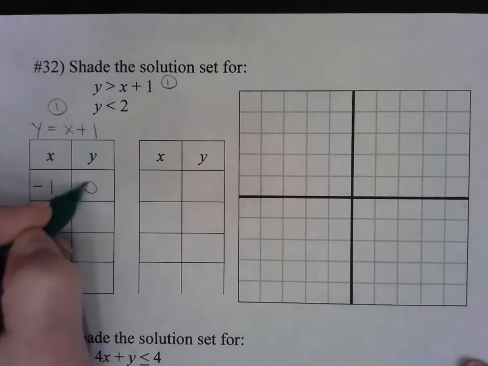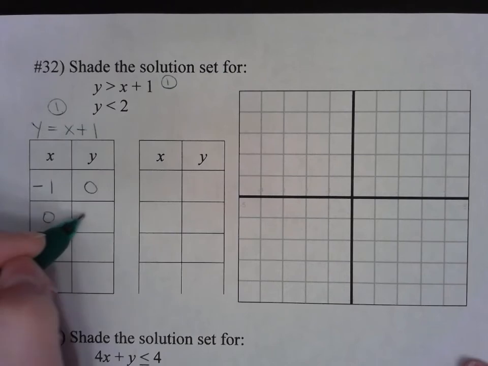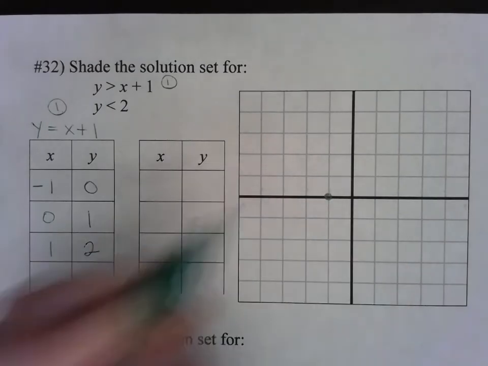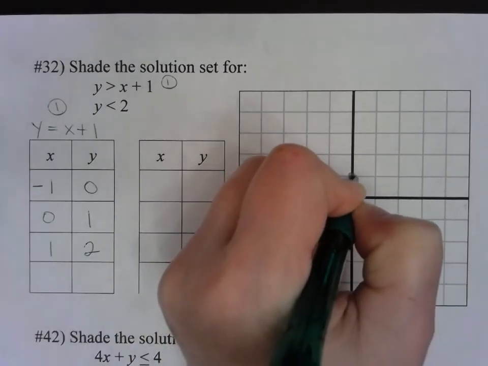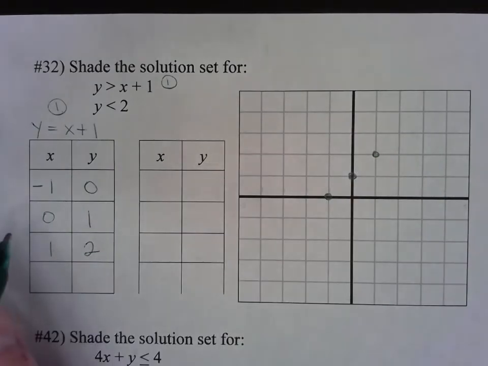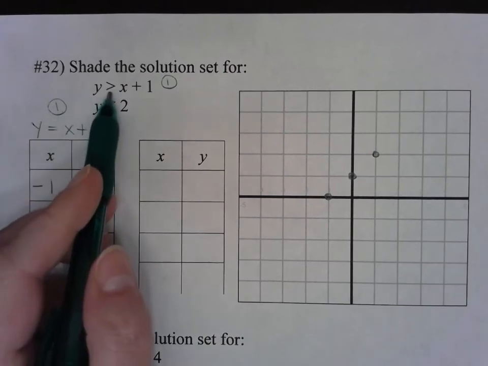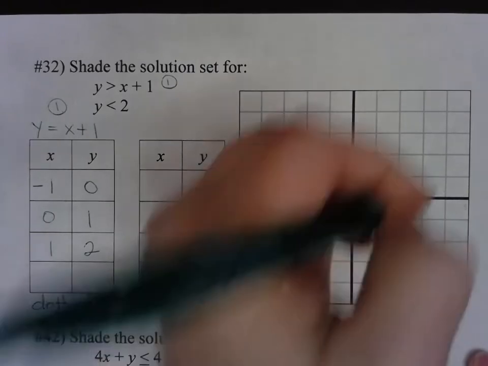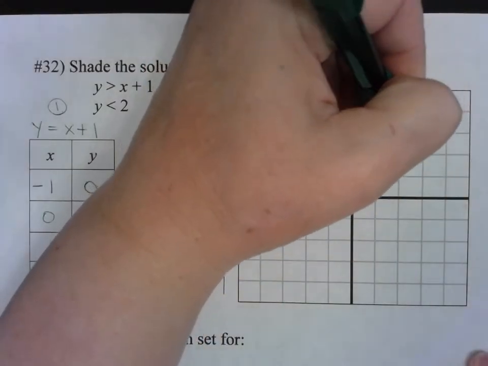-1 plus 1 is 0. 0 plus 1 is 1. And 1 plus 1 is 2. So I've got -1, 0; 0, 1; and 1, 2. Stopped myself just in time. Is this going to be a solid line or a dotted line? I don't have the equals bar, so this is dotted. Okay, so let's draw that in as a dotted line.